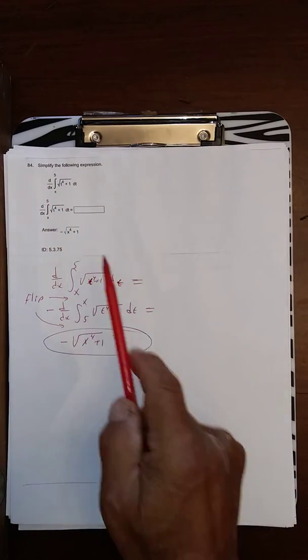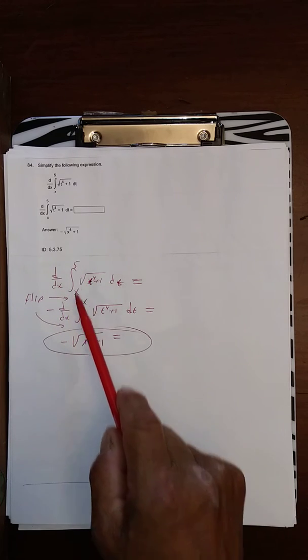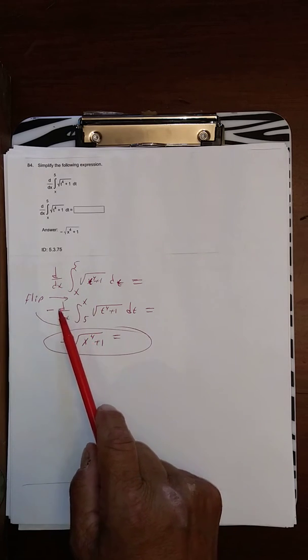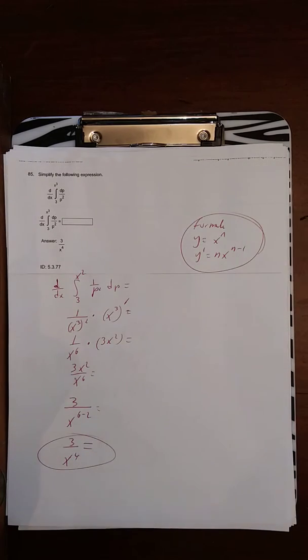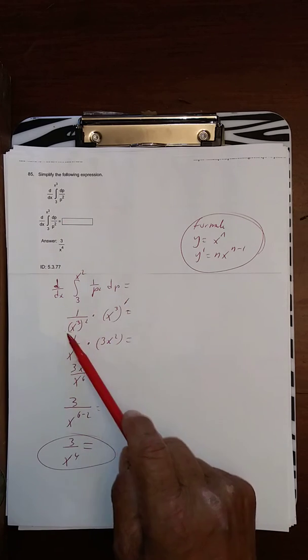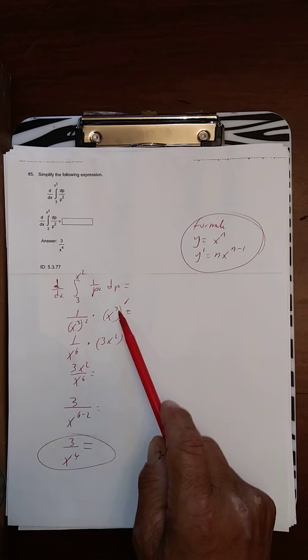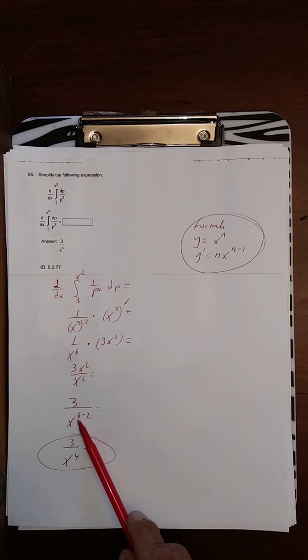Derivative of this is, well, first of all, we'll flip these numbers around. And then negative of that is just going to be this answer. This one is going to be this problem right here and the derivative of that. So it's going to be 3x squared was that. Reduces a little bit. So 6 minus 2 is 4, so 3 over x to the 4.